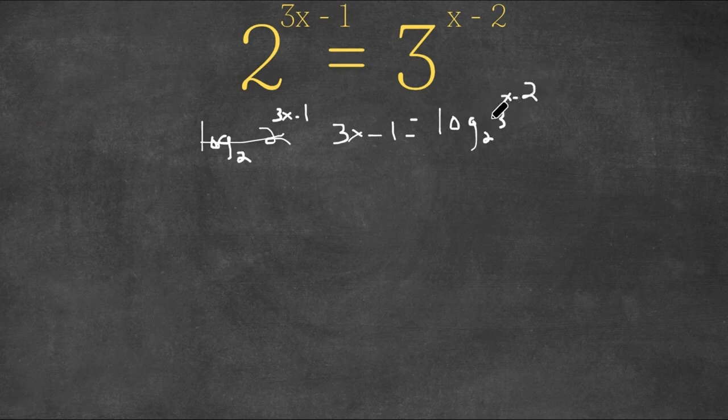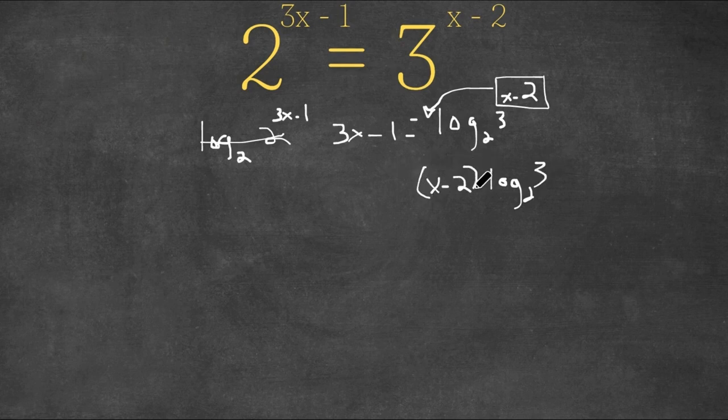All right, so now we're going to use an important property of logarithms, and that is the power property. And that states that if we have a power here, we can go ahead and move this in front of the logarithm. So this would be x minus 2 times log subscript 2 of 3. And I'm going to put parentheses over here. So this is an important property of logarithms, and this still equals 3x minus 1.